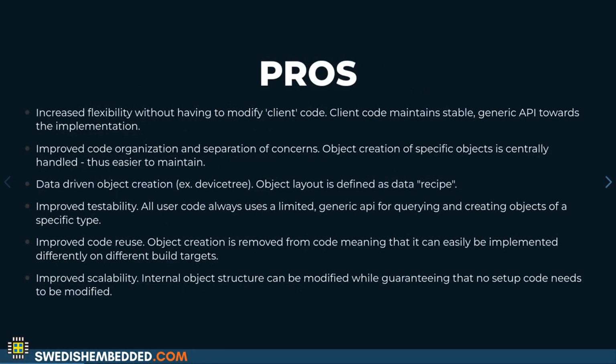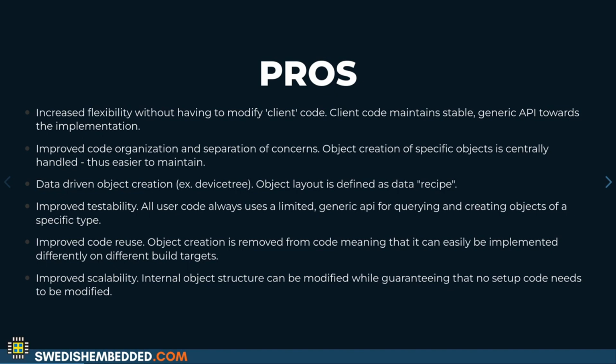So what are the pros of using the factory pattern? Increased flexibility is one benefit of using the factory pattern, because you're parameterizing the creation of the objects. For example, with the device tree, when you can construct the devices based on a data representation, it becomes much more flexible than having to have functions for setting each one of the parameters.